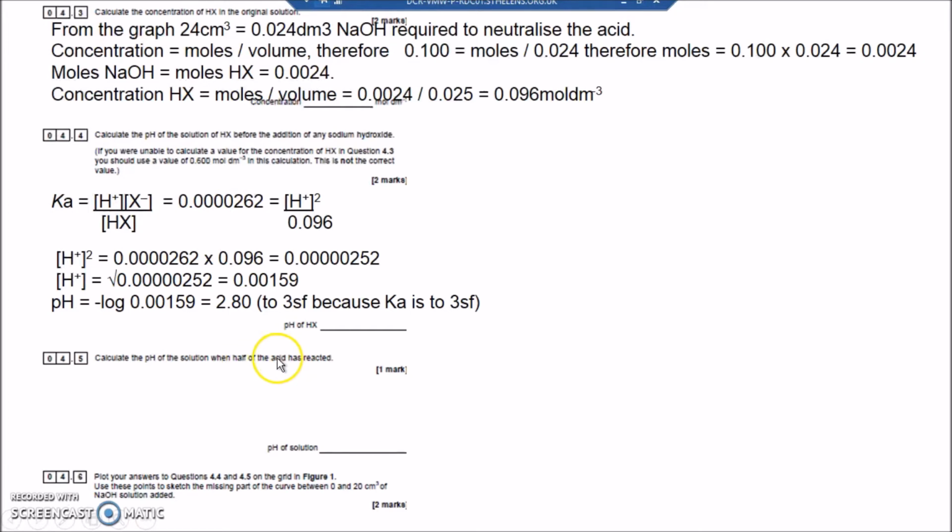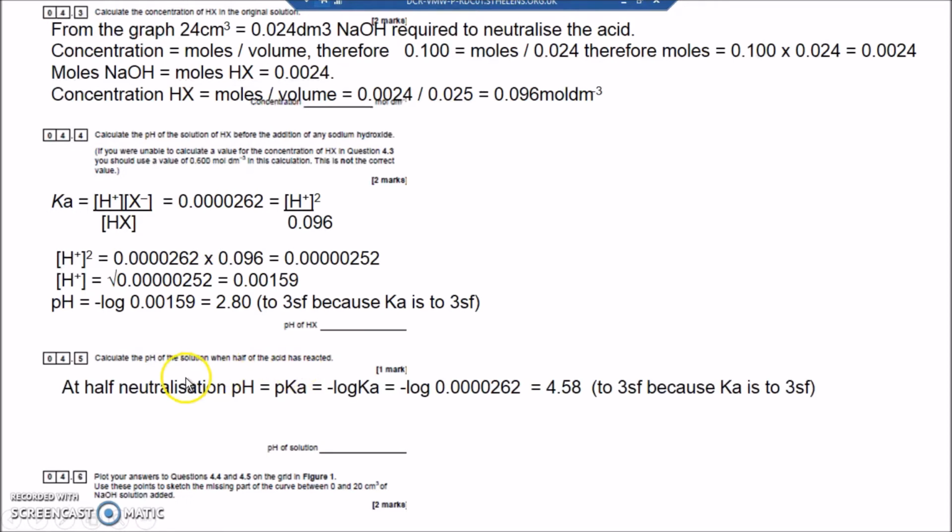the pH at half neutralization point, so when you've got half the acid reacted or half of the base reacted, at half neutralization, when you've got half the number of moles of acid and half the number of moles of base that I need to react, pH equals pKa. pKa is minus log to the base 10 of Ka, and Ka is 0.000262. I've got that from my original question here. So minus log of that is 4.58, again to three significant figures because the Ka is to three significant figures.